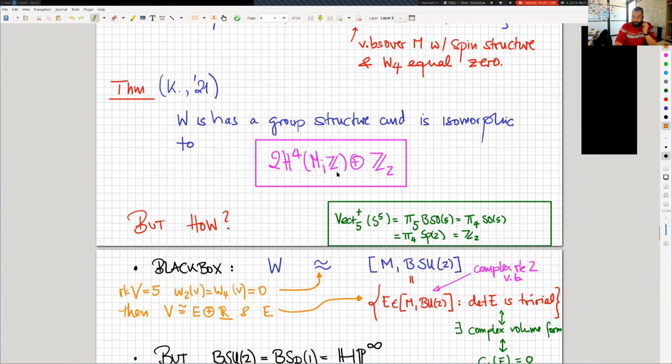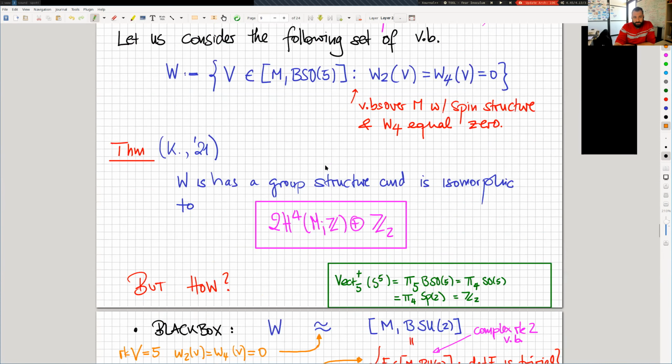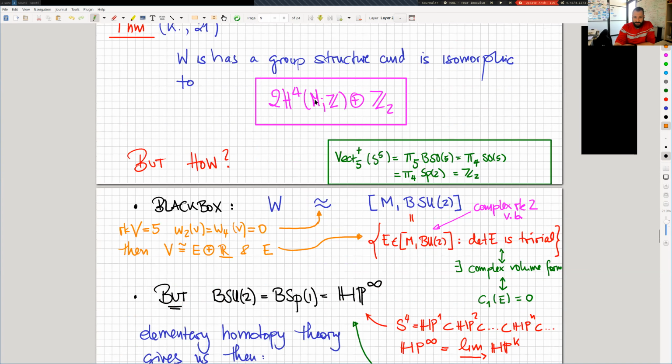Okay, so how do I want to approach this problem to enumerate these things? Well, we have to use our homotopy theory again, and what I'm saying is that W is roughly the same as the homotopy classes from M to BSU2. And what is BSU2? I tell you first what BSU2 is, what it classifies, and then how this correspondence is made.